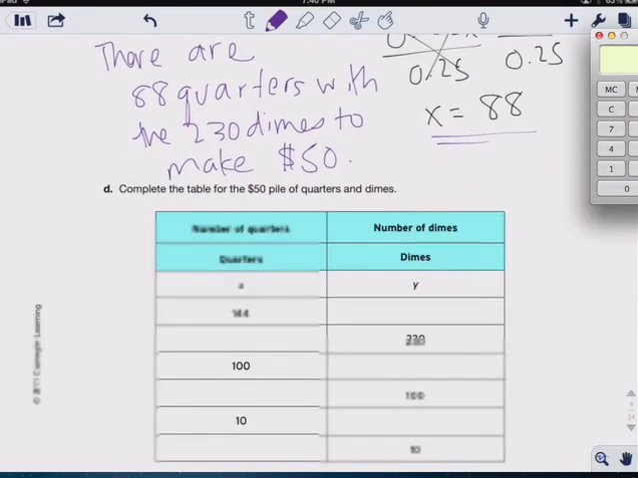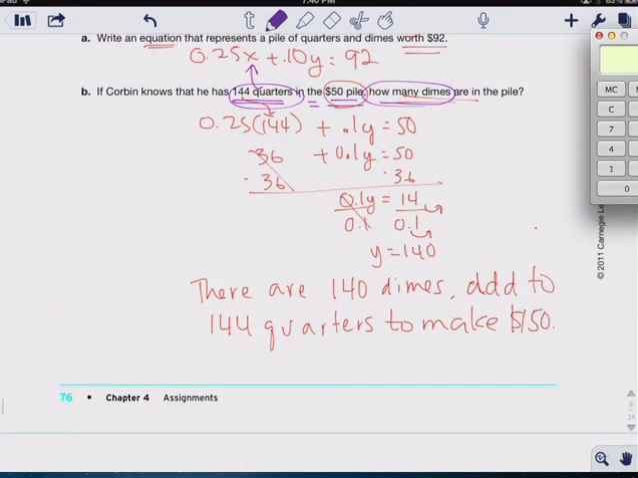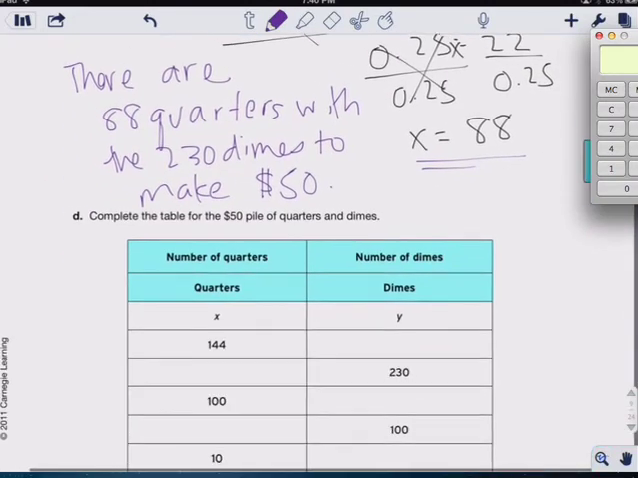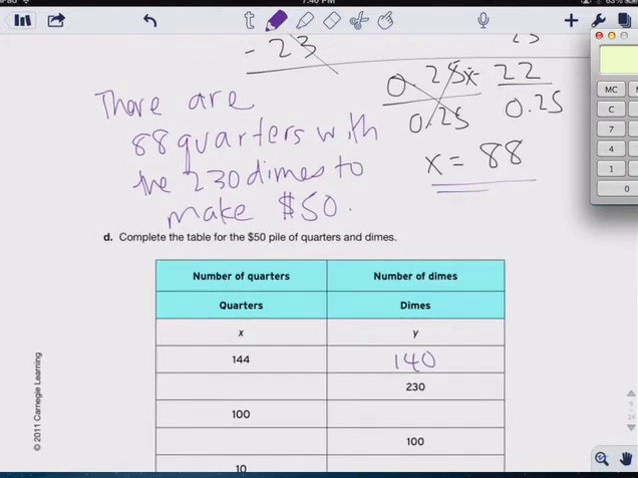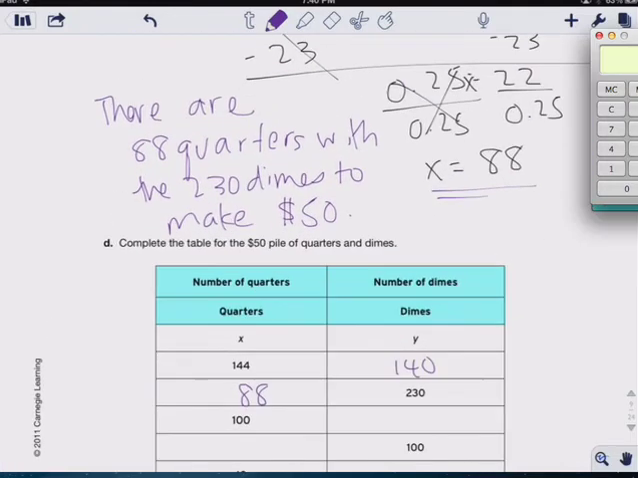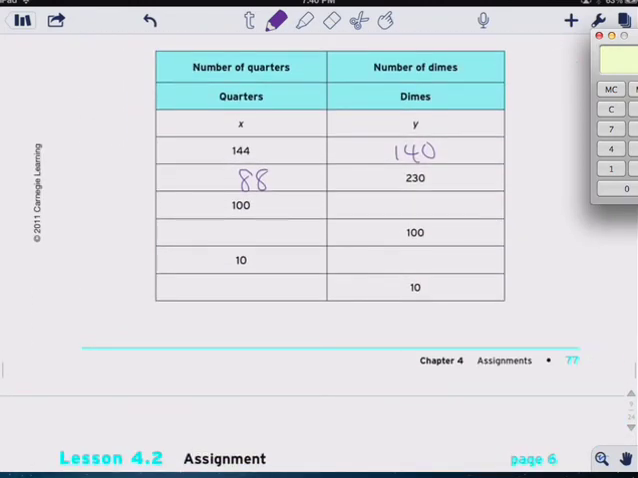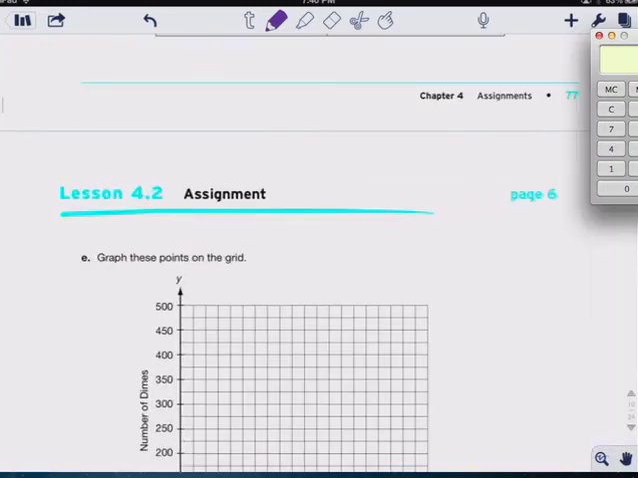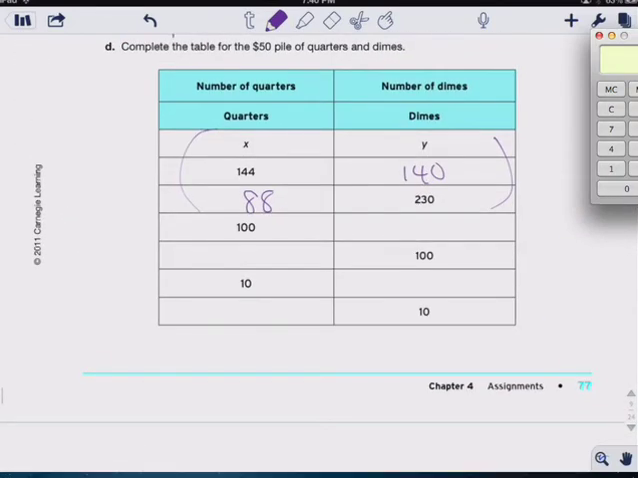Okay, complete the table. When we had 144 quarters, there were 140 dimes. 230 dimes is 88 quarters. Don't forget all the work, you guys. Just graph these two and find the slope, connect the dots, and you're good, because this is an immense amount of work. Okay, so let's go.